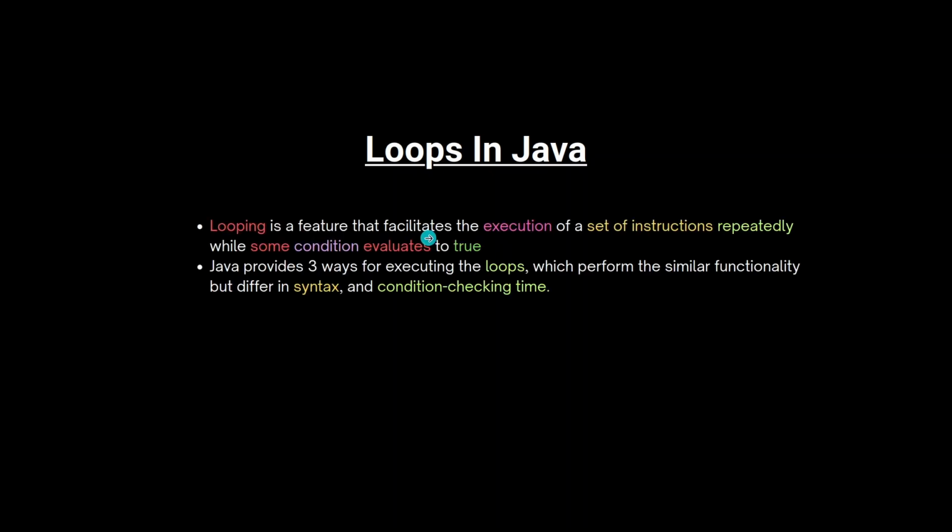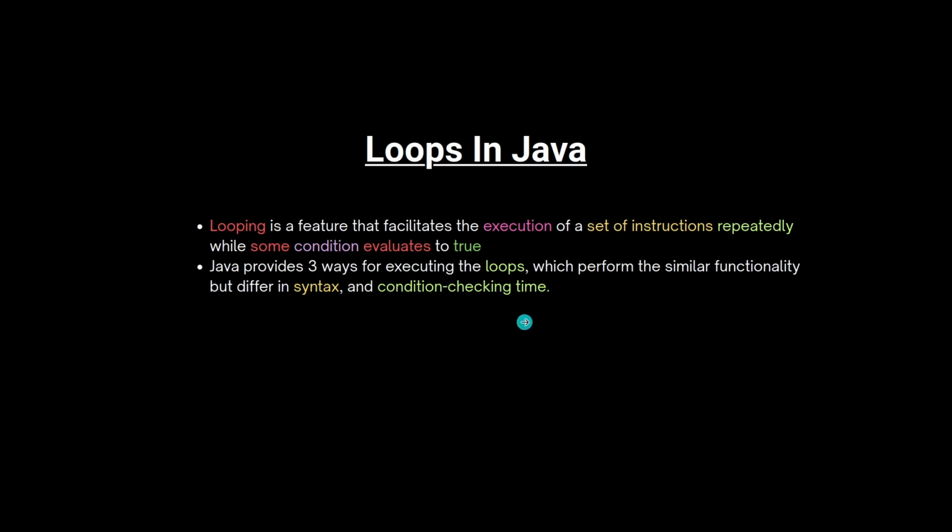Hi everyone, welcome back again, and in this video we are going to check loops in Java. Looping is a feature that facilitates the execution of a set of instructions repeatedly while some condition evaluates to true. Java provides three ways of executing the loops, which perform similar functionalities but differ in syntax and condition checking time. In this video, we'll take a look at all three ways of executing loops in Java.